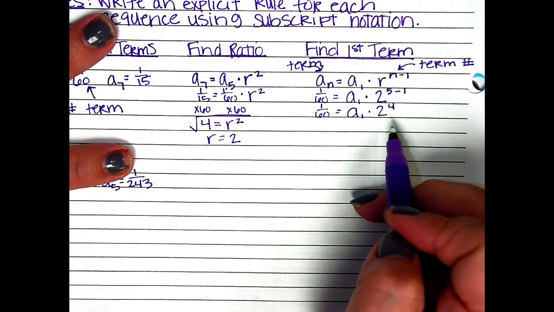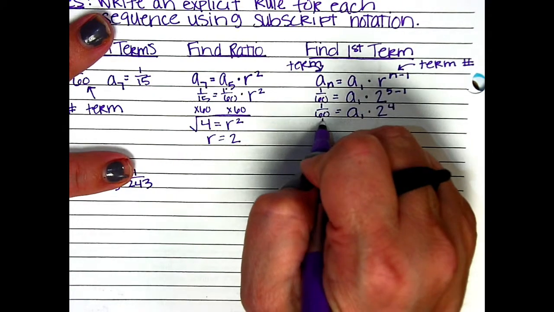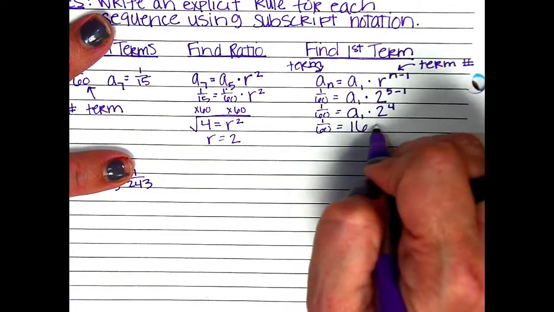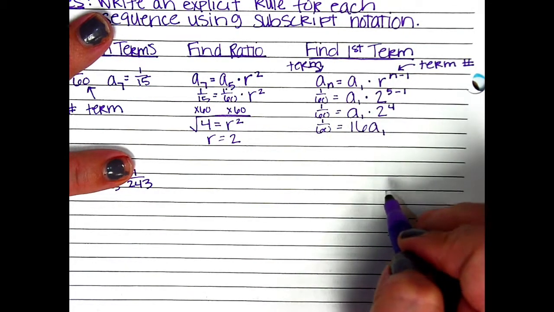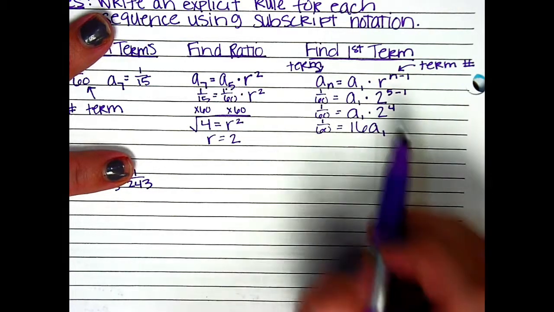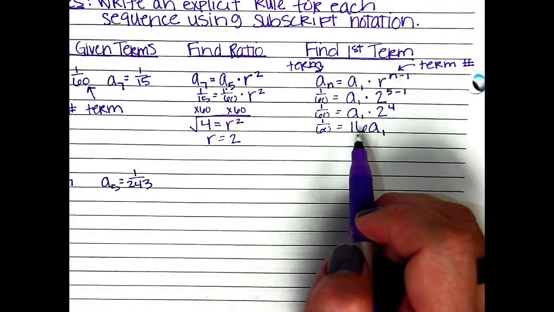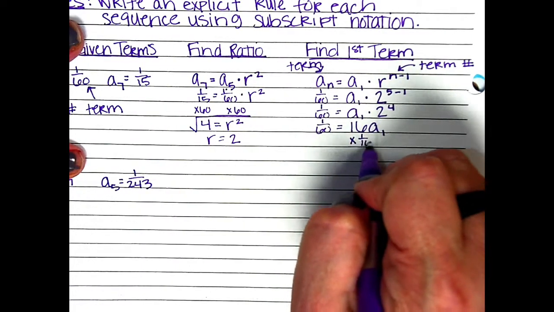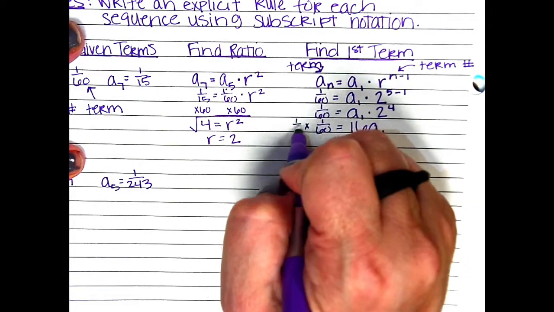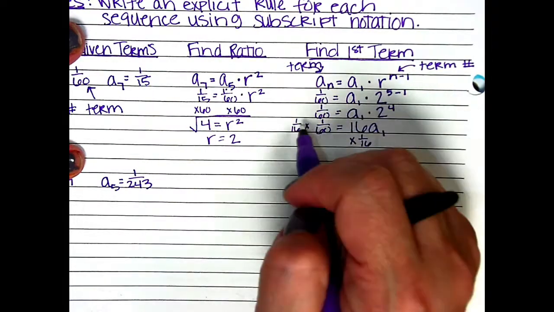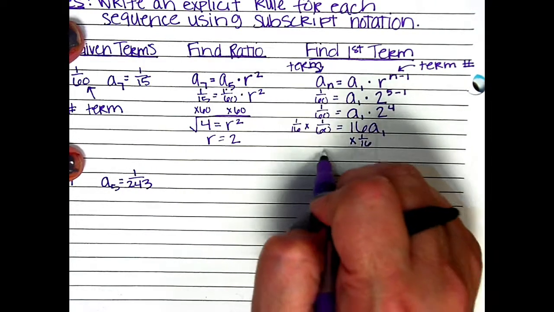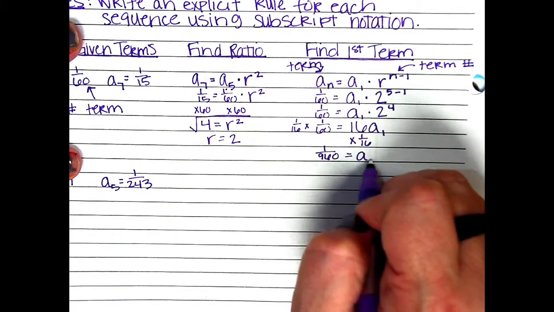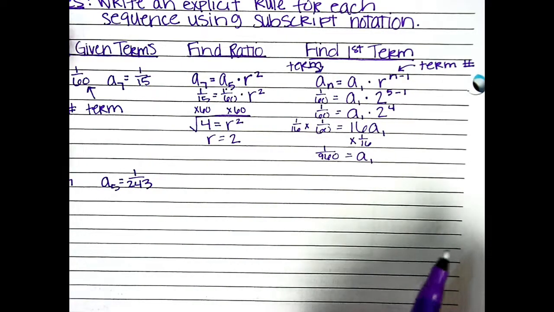To evaluate 2 to the 4th power, which is 16, so I have 1/60 equals, and I'm going to go ahead and put the 16 first, 16 a sub 1. And then to get rid of the 16, you would divide by 16, or because we have fractions, I can say that I'm going to multiply by 1/16 because it's the reciprocal of 16. 1/60 times 1/16 is 1/960, and on the other side we're left with a sub 1.